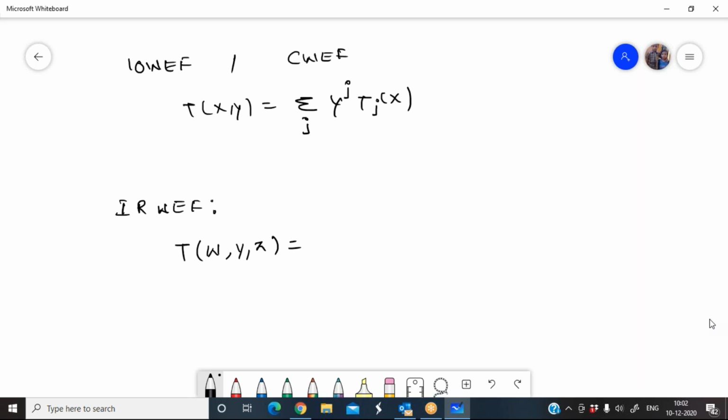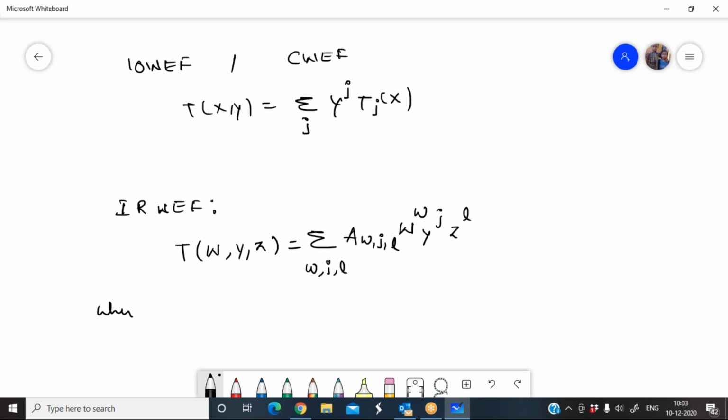W comma y comma z is equal to. See here I didn't write x. The reason is I don't want the output here, only the input as well as the redundancy. So redundancy is w, I want to assume like that, and input is y. So W comma y comma z is equal to sigma A w comma j comma l, w power w, y power j, and z power l.